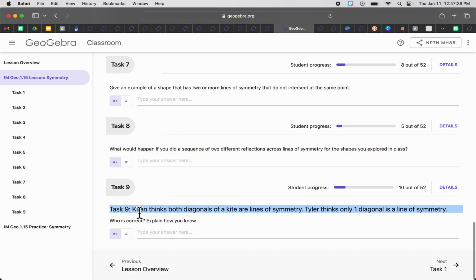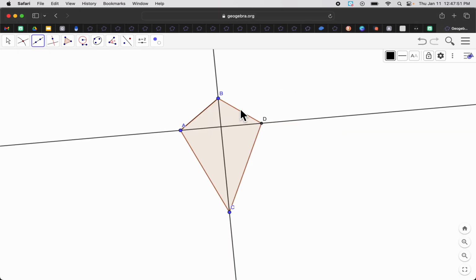Kieran thinks both diagonals of a kite are lines of symmetry. Now, a kite has a very specific meaning in geometry. It is a shape that has two pairs of sides that are the same length, meaning this side here, AB and BD, is exactly the same length as each other, right? And then DC and AC are also the same length, okay?